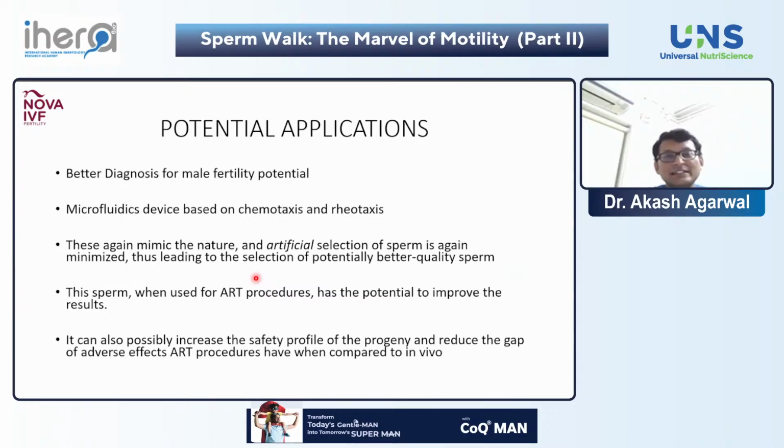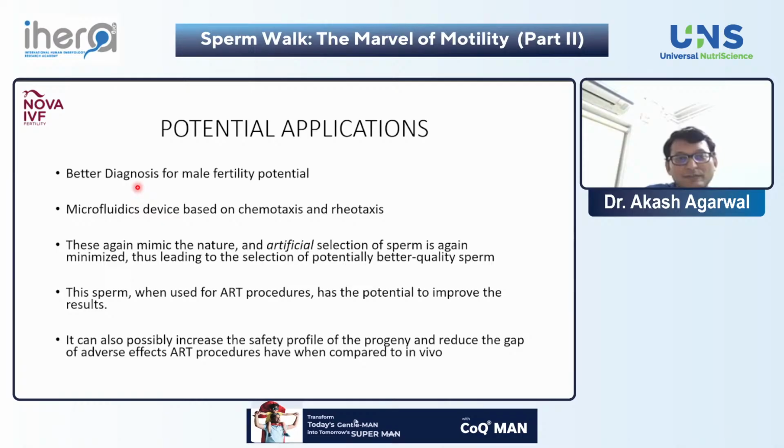Fine, we have seen how a sperm is guided in nature to reach the oocyte, but what are the potential applications for us in infertility? Well, one is that we can better diagnose male fertility. The sperms which show better post-capacitation reactions can be better able to have fertilization potential, and we can counsel the patients accordingly.